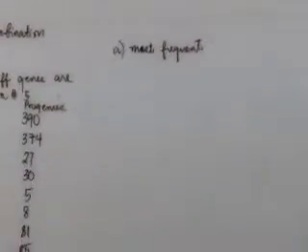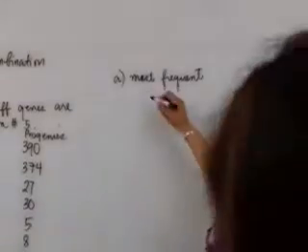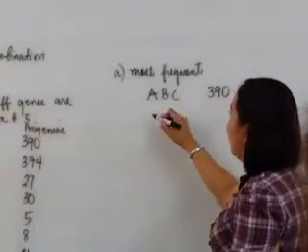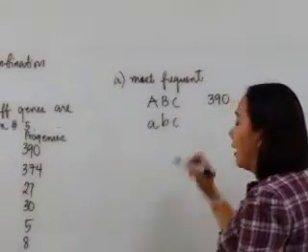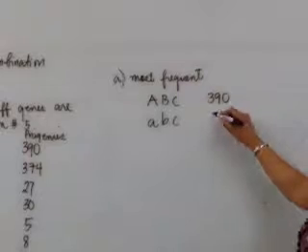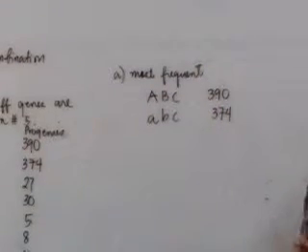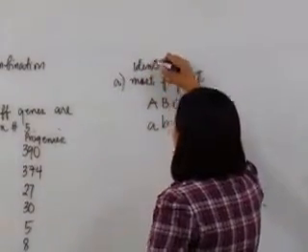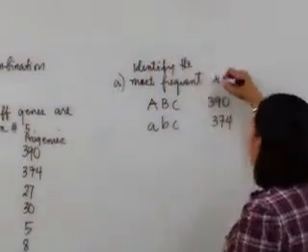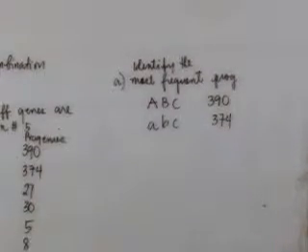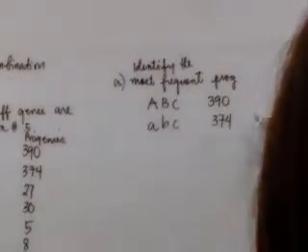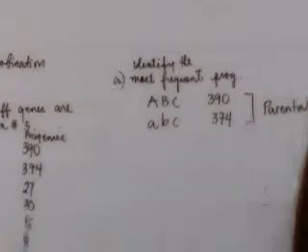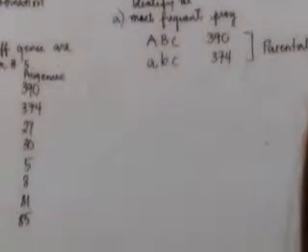What is the most frequent? You have dominant A, B, and C, which is 390. And then you have recessive A, B, and C, which is 374. Did you get that? So the first thing to do is to identify the most frequent progenies. Because this would actually tell you that these progenies are the same as your parental type. Did you get that?